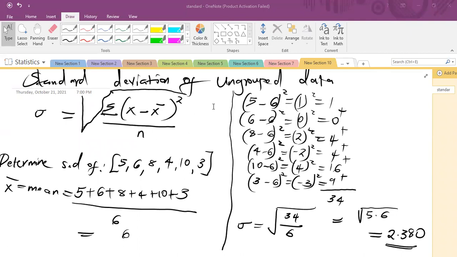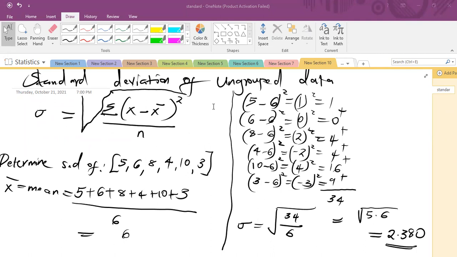Oops, sorry guys. So I was explaining how you get the standard deviation of ungrouped data. To determine the standard deviation, this is summation x minus x bar squared over n. So what this means basically is you're going to get x minus x bar, and x bar is the mean. So I came here and evaluated the mean. The mean is 5 plus 6 plus 8 plus 4 plus 10 plus 3 divided by 6.